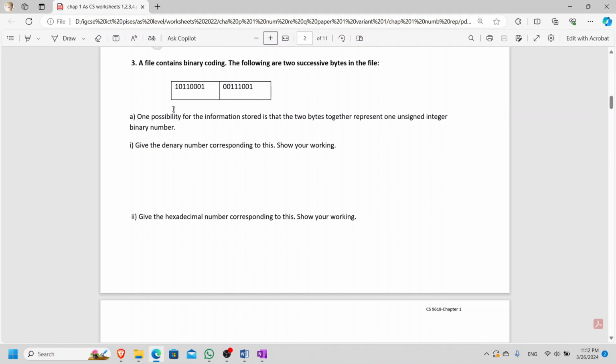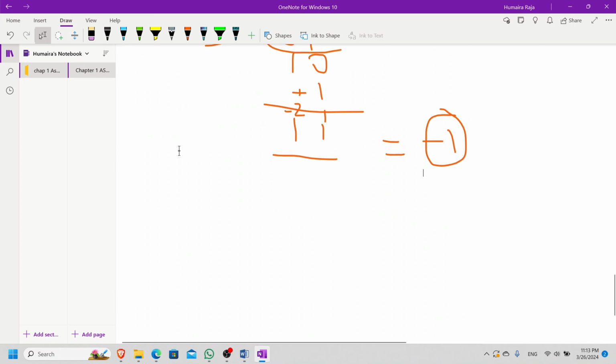Okay, question number 3 is that a file contains binary coding. The following are 2 successive bytes in a file. This is byte 1, this is byte number 2. One possible interpretation for the information stored is that the 2 bytes together represent one unsigned integer binary number. So you have to give the binary number corresponding to this, showing your working. So actually we have 2 different bytes, but the final answer will represent one single unsigned integer. Let me solve it here.